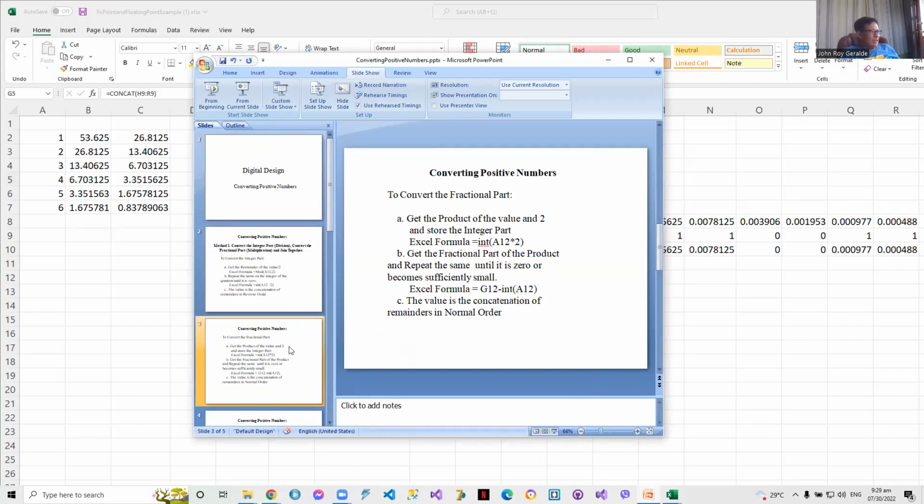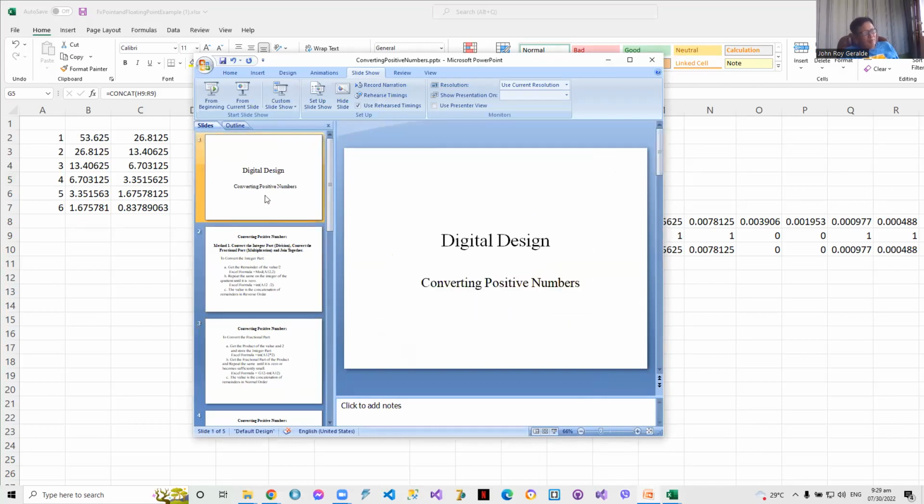We have an example about this. How do we convert decimal numbers to binary?